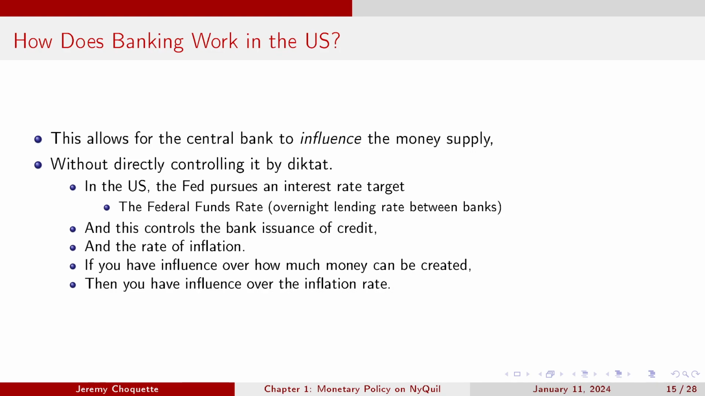In the United States, what happens is the Federal Reserve pursues an interest rate target. And that interest rate target is the federal funds rate, which is the overnight lending rate between banks. And what happens is this controls the issuance of bank credit and thus the rate of inflation.